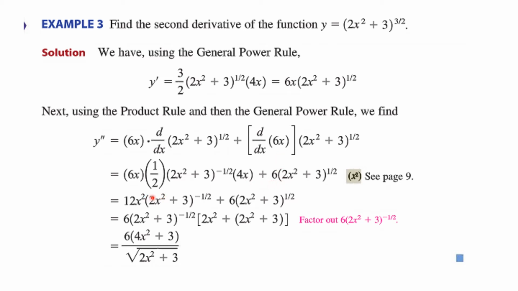But now you've got quite a bit of simplification to do. And so we end up with this. When we factor out the common factor, we get this. And if we put the radical back in, we get this. Can you imagine what would happen if we were taking the third derivative? Algebra is indeed your friend.